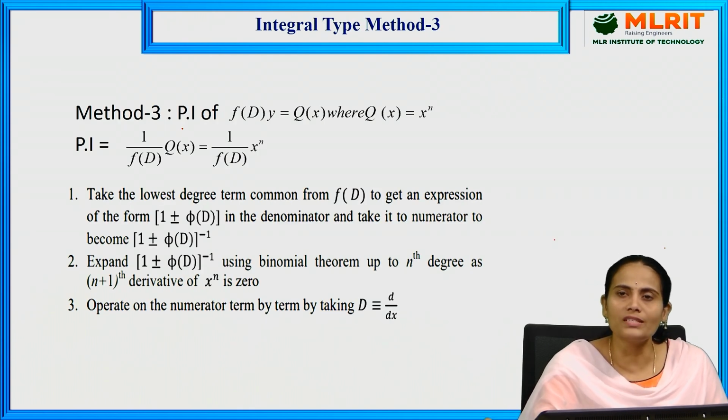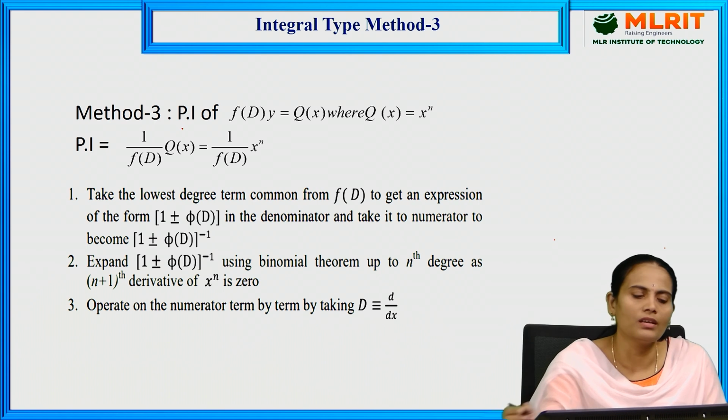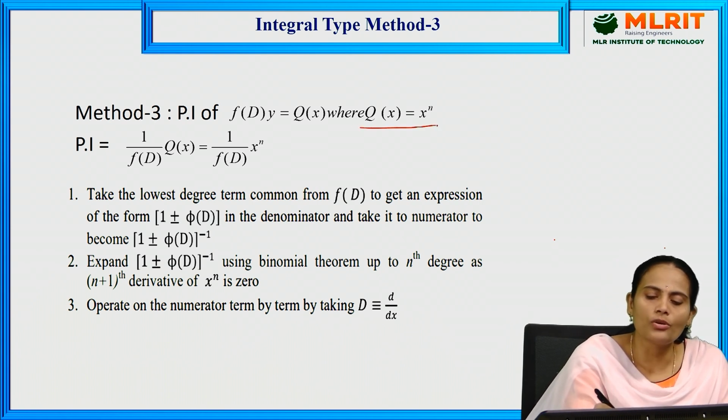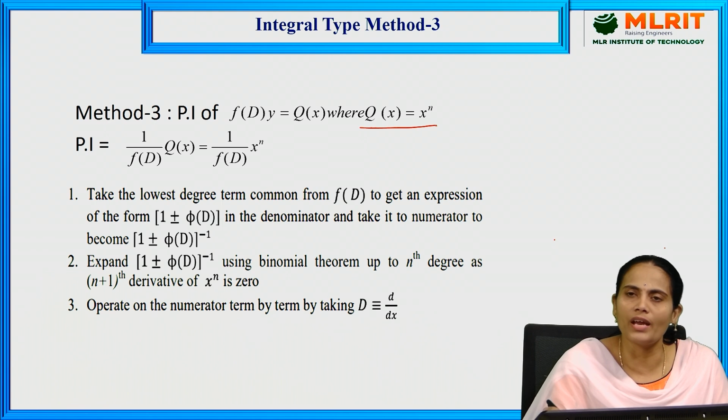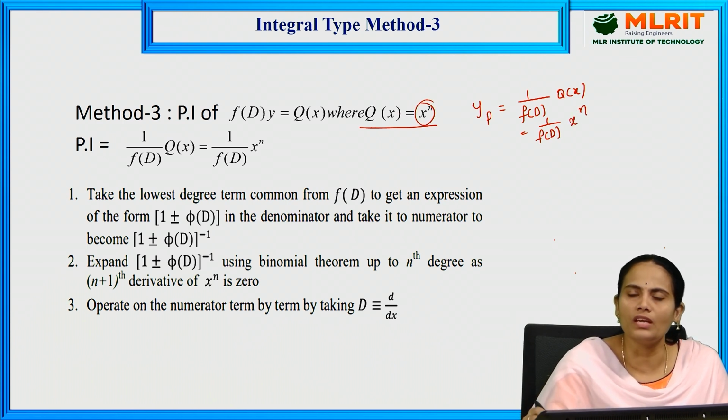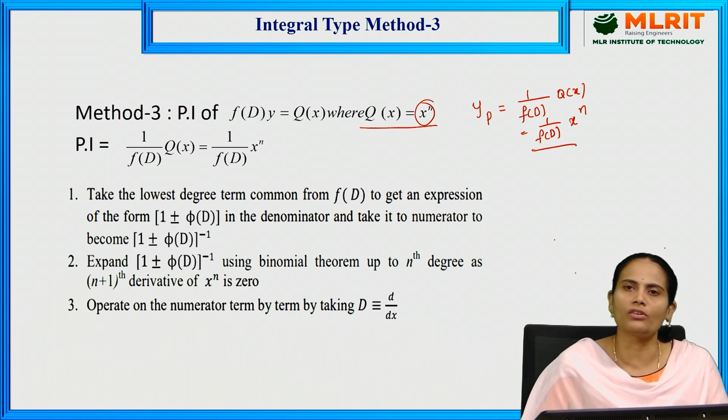What is type 3 of a particular integral? Type 3, or method 3, is Q of x equal to x to the power n, or x to the power k. We know that yp is defined as 1 by f of D into Q of x, where Q of x is here x to the power n. So yp is 1 by f of D into x to the power n. Then how can we find this particular integral?